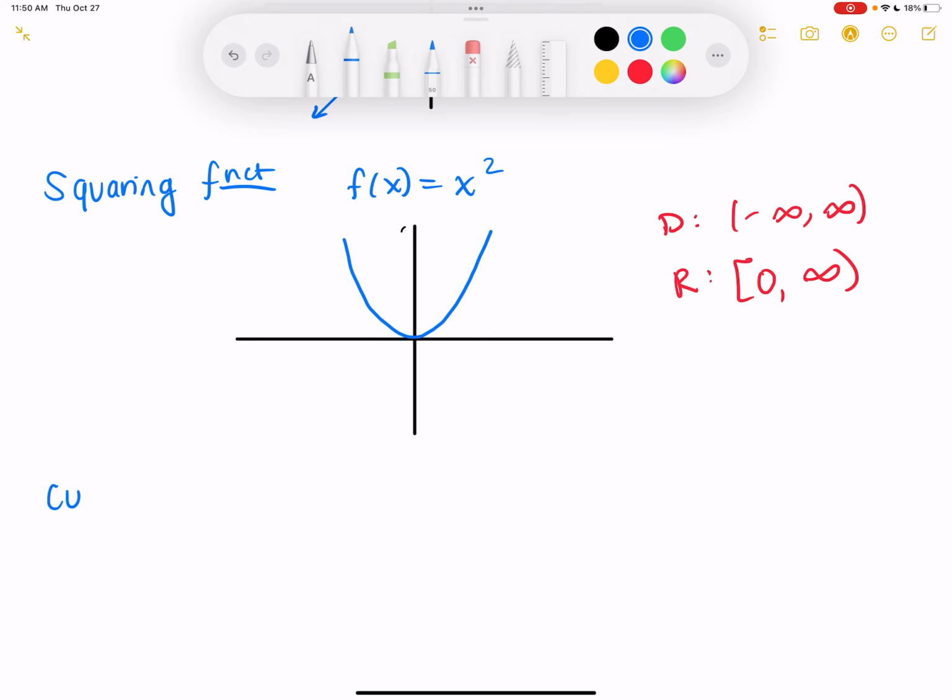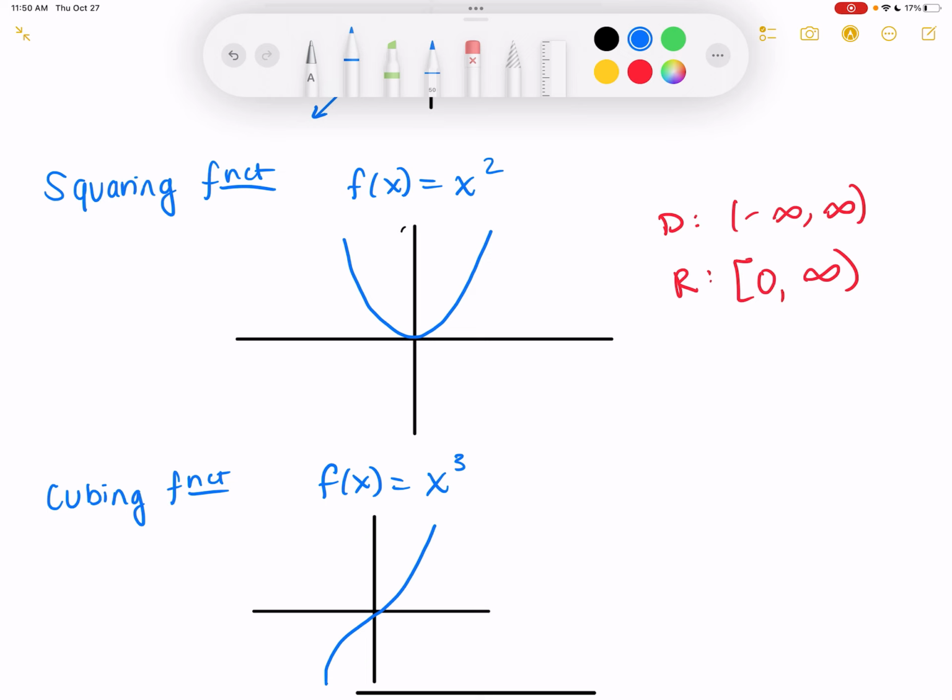The cubing function, f of x equals x cubed. Looks something like this. Domain negative infinity to infinity. Range negative infinity to infinity.